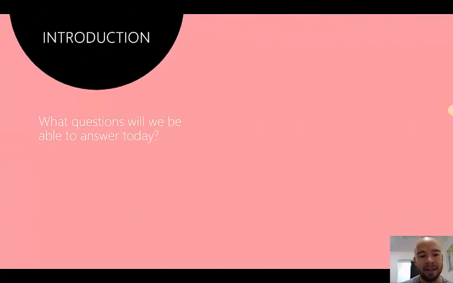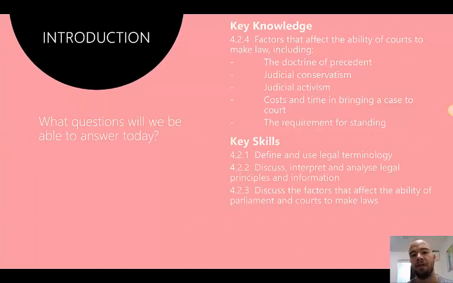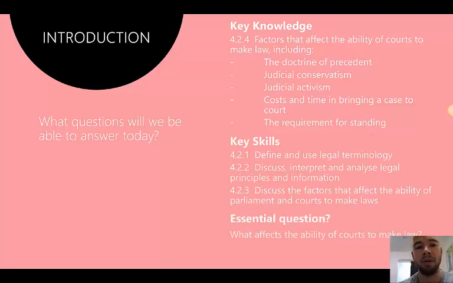So, as I said, today we are looking at factors that affect the ability of courts to make law, and this is one of those dot points that delightfully has 5 parts. So we know exactly what factors they need us to look at, but obviously that means there's a little bit of depth to them. So the 5 factors are precedent, judicial conservatism, judicial activism, which kind of work together, costs and time in bringing a case to court, and the requirement for standing.